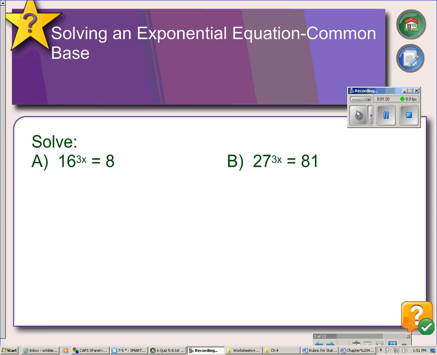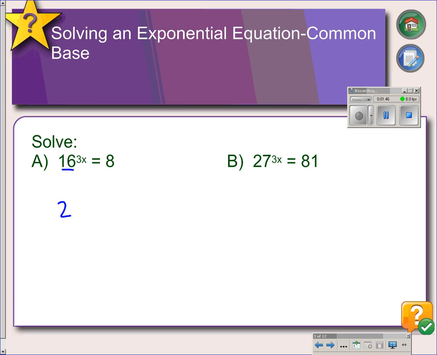The problem is the bases are not matching here. So what we're going to do is change the two bases, the 16 and the 8, so they have a matching base. 16 we know is 4 squared, but 4 to the what power equals 8? That we don't know. So how about 2? 2 to the 4th power is 16. 2 to the 3rd power is 8. So if we change this 16 into a base 2, 2 to the 4th power, and multiply that by the 3x that was already there, then on the right side, we can make this be 2 to the 3rd power, because 8 is 2 to the 3rd power.